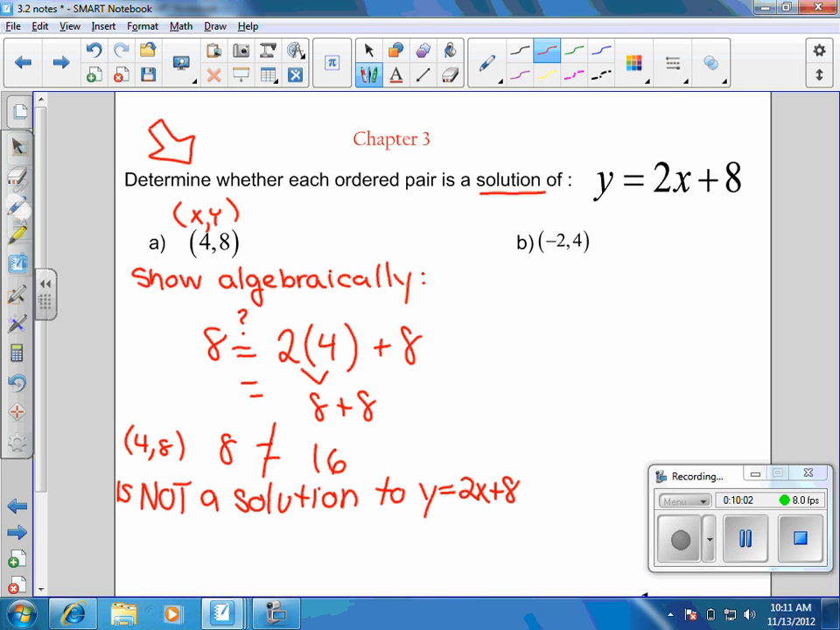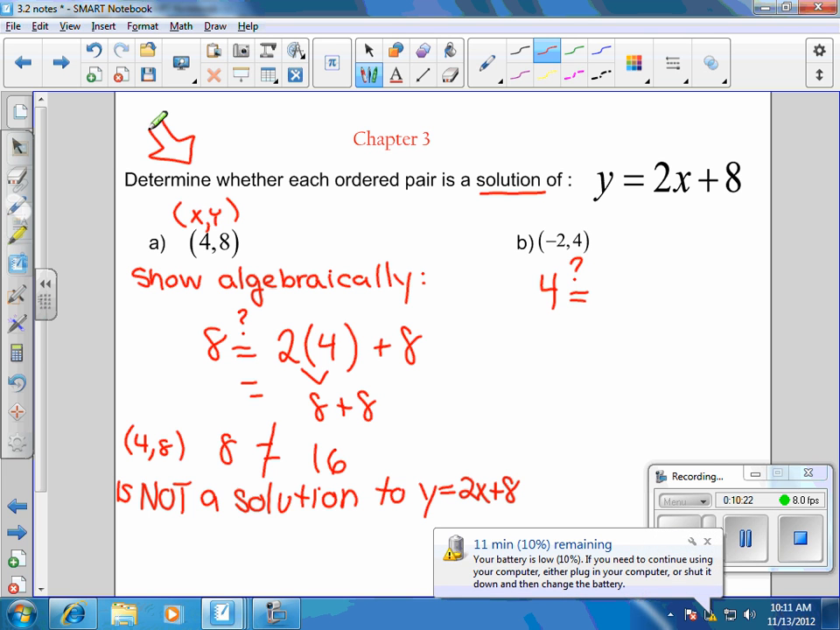Skylar? But couldn't it work using the x as a negative? You would have to test it out. So if x was a negative, no, you would get 0. Okay. What about this one over here? You would say 4, is that equal to 2 times negative 2 plus 8? What about that? What's this? 2 times negative 2. And this is 4, right? So is it a solution?